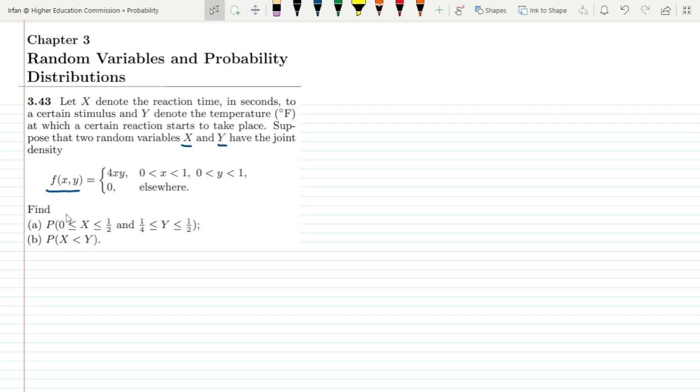So on the basis of this data, what do I have to find out? I have to find out two parts of it. So let me start solving it. In solving part A of our question, I have to find the probability that x is greater than or equal to 0 and less than or equal to 1 by 2, and y is greater than or equal to 1 by 4 and less than or equal to 1 by 2. Okay, so how can we find it out?